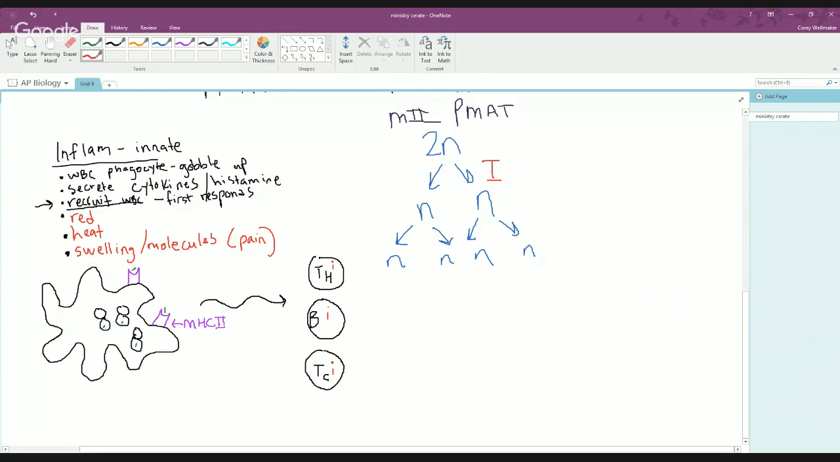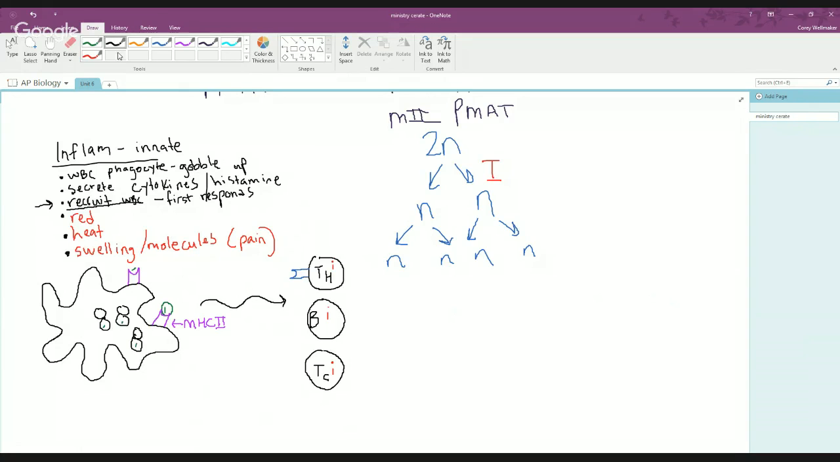Okay, so these helper T cells have created, by randomly cutting up their DNA, receptors that have a variable region that may or may not recognize the antigens that are being presented by this antigen presenting cell. So let's pretend that this helper T cell happens to recognize the antigens that are presented by the helper T cell right here.